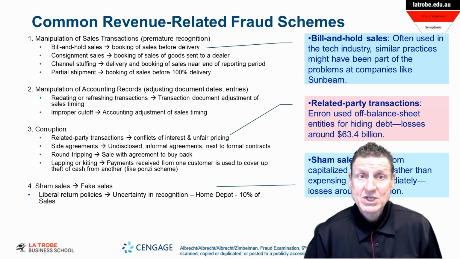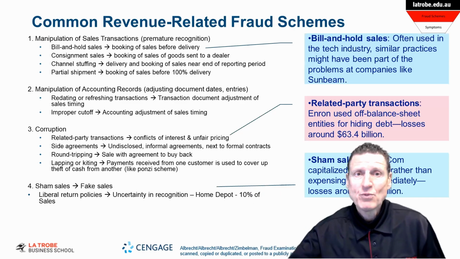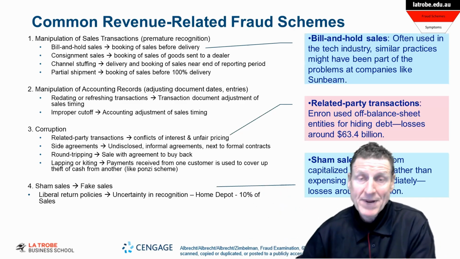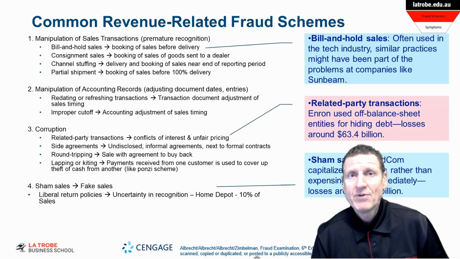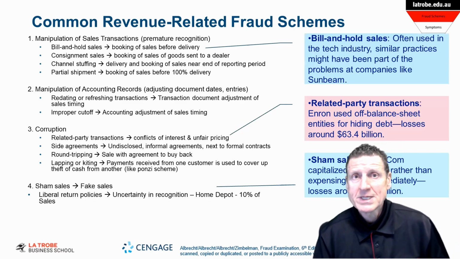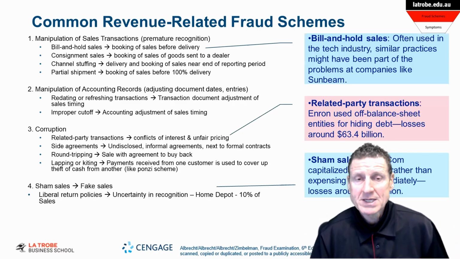Related party transactions, Enron used off-balance sheet entries for hiding debt losses around 63 billion. This is blatant corruption, all right? Related party transactions. You have to collude with the other party when you're going to do this round tripping, like Qwest Communications did with Enron. They did with Global Crossing. They did with Cable and Wireless.